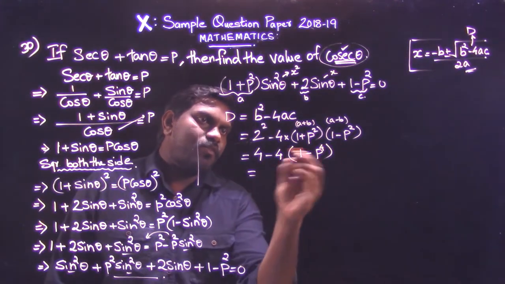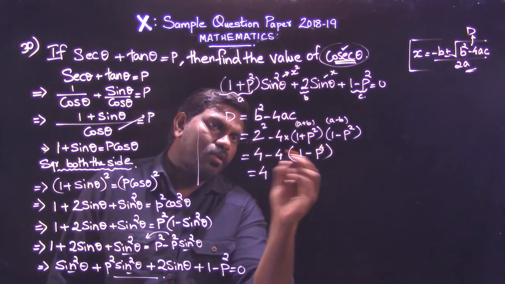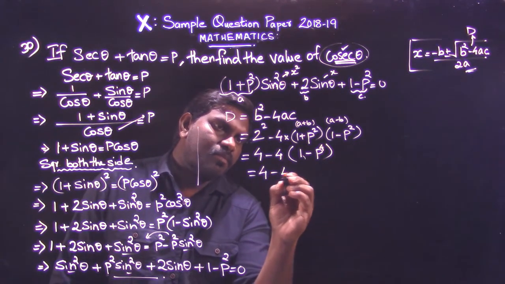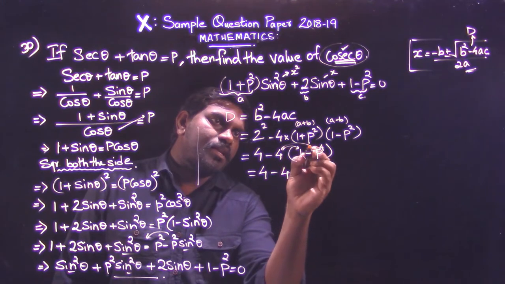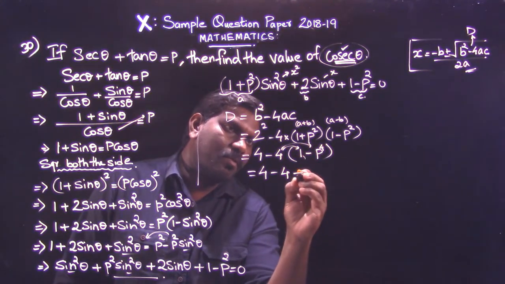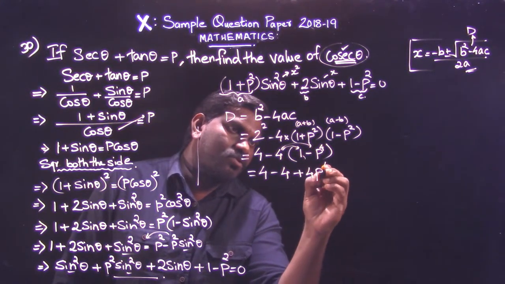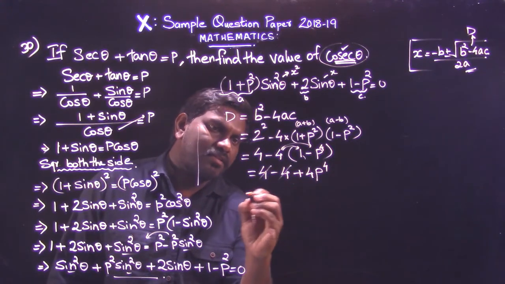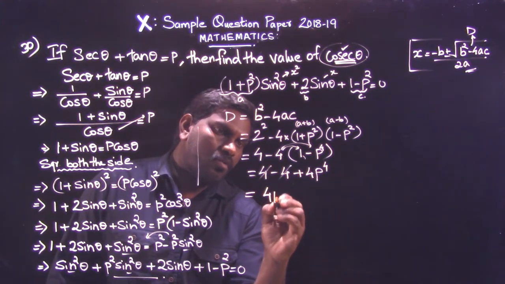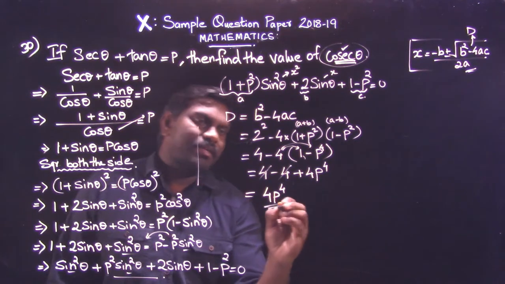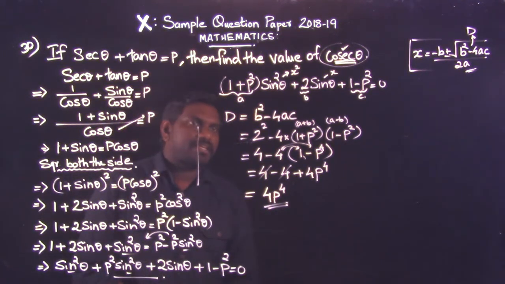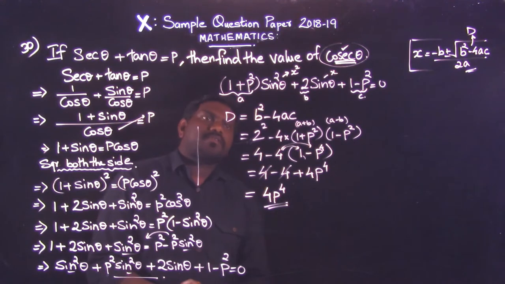Thus, if I multiply inside, 4, this minus becomes minus 4, and I multiply inside again to this term, it will be plus 4 p raised to 4. This 4 and this 4 cancel, and what I get is 4 p raised to 4, which is what the discriminant is. Clear?